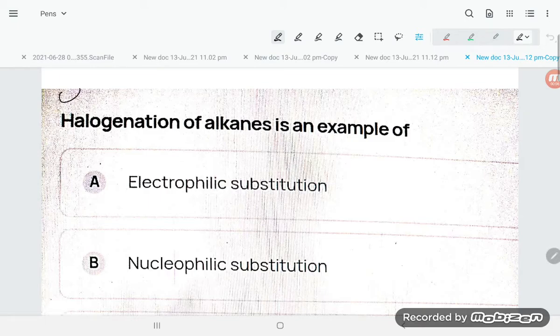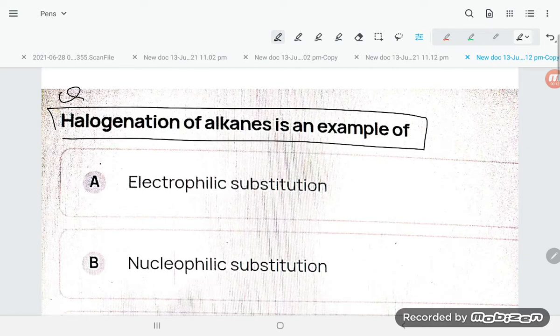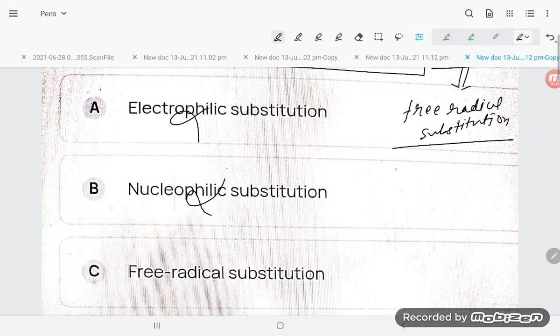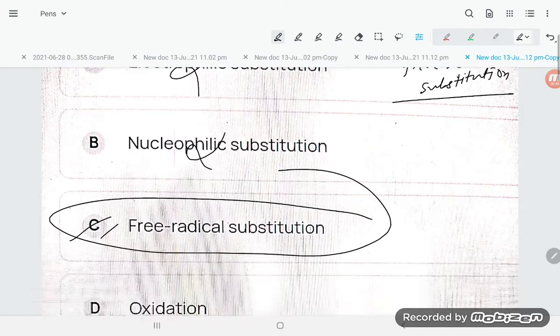Okay, so what the question is, students: halogenation of alkane is an example of what kind of halogenation? If you talk about, students, we are talking about specifically photochemical, which is taking place in the presence of sunlight. So all the photochemical reactions of alkane are free radical substitution, because in the presence of sunlight, free radical formation is taking place. So this is wrong, and free radical substitution is the correct answer.